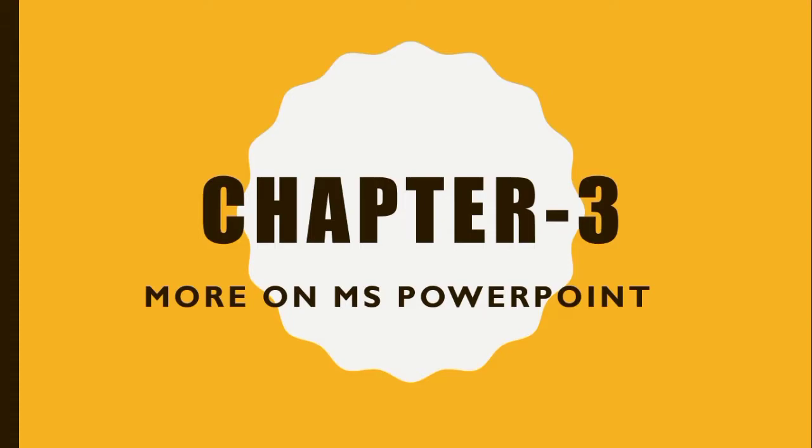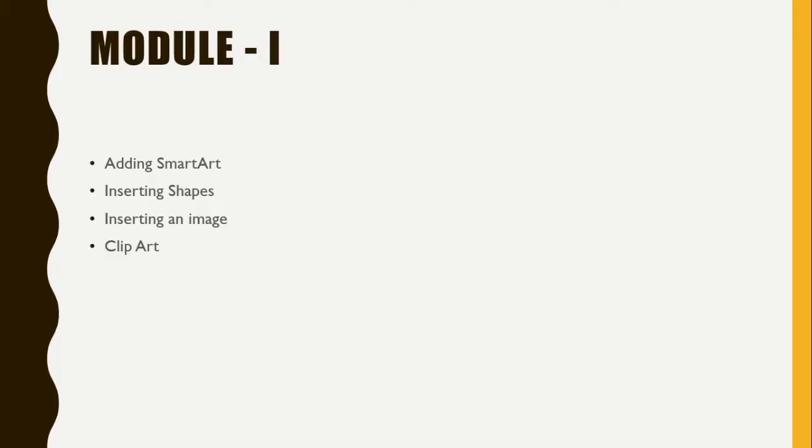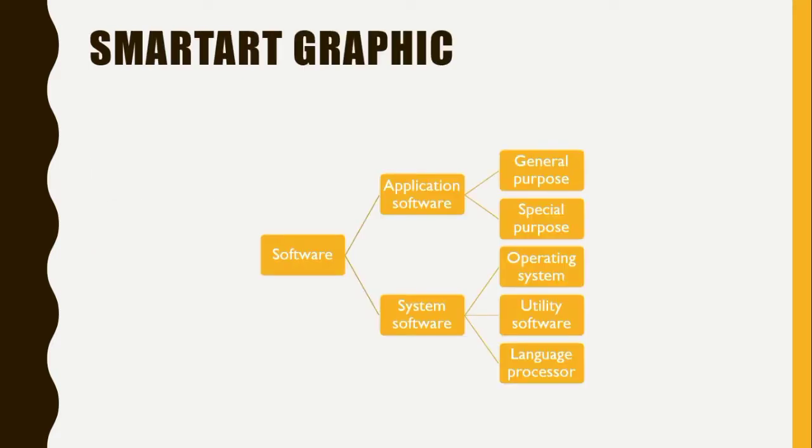So in chapter 3, module 1 topics are how to add a smart art to our presentation, inserting shapes, inserting an image, and how to insert a clip art. So these are all the four features that we are going to learn in module 1. So the first one is smart art graphic. Let's see how it is working.